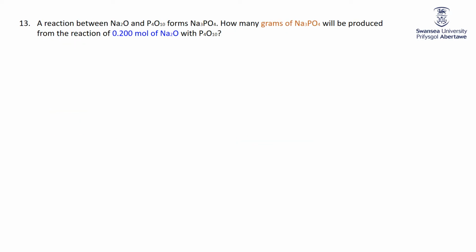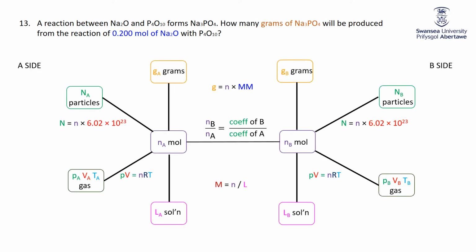Reaction between Na2O and P4O10 forms Na3PO4. So there's our nice little roadmap. Let's see what goes on. How many grams of Na3PO4, so that is what we're asked for, will be produced from a reaction of 0.2 moles of Na2O? So Na2O is our A substance, and we're told the moles of that, 0.2 moles. We're asked about Na3PO4, so that defines the B side. And what are we asked about Na3PO4? The grams. So this is a two-step. We go from moles of A to moles of B in step 1, and then moles of B to grams of B in step 2.